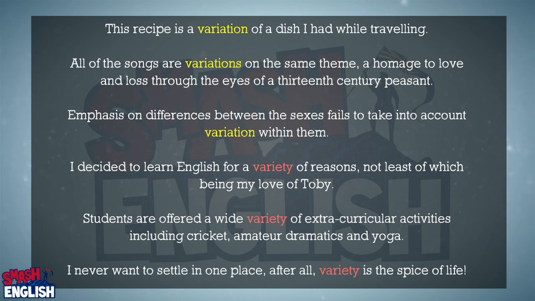I never want to settle in one place. After all, variety is the spice of life. Variety is the spice of life is an idiom. It means new and exciting experiences make life more interesting.